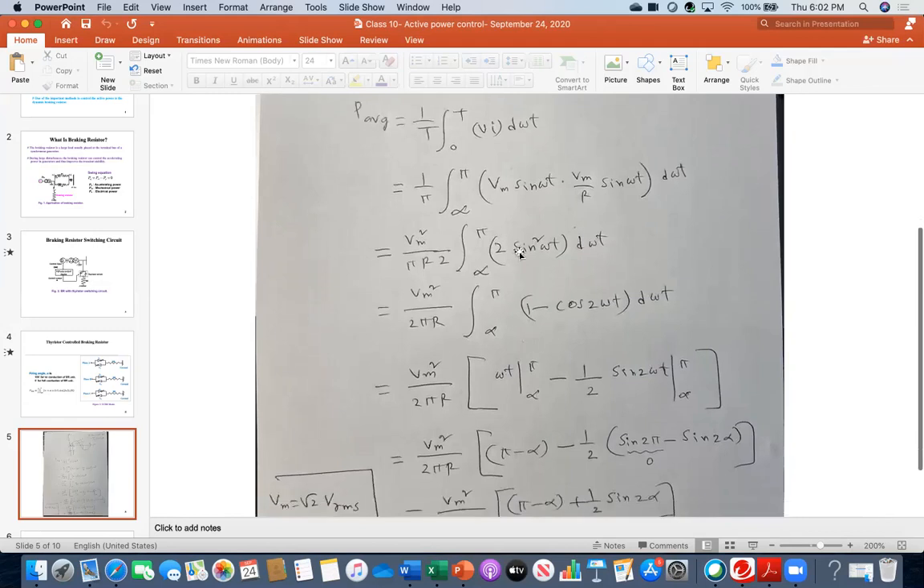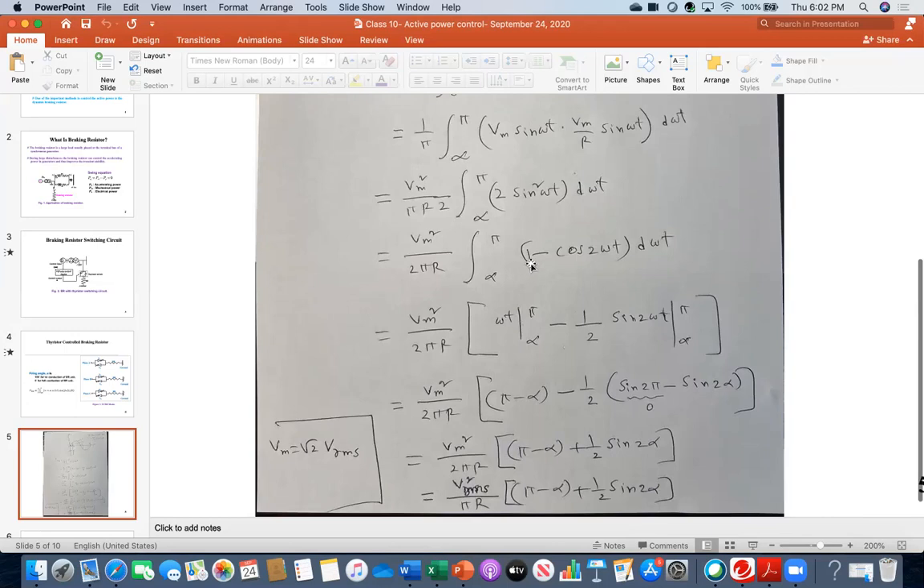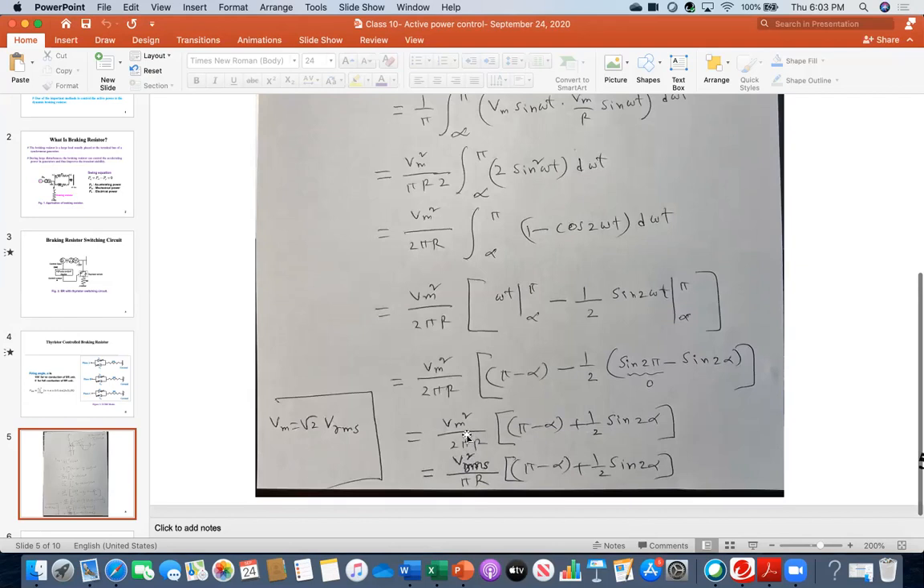What is the goal? Because 2 sine square omega t is 1 minus cosine 2 omega t, a trigonometric identity. And then I am just integrating. Because it was 1, after integration I got omega t, and I put those definite integral limits alpha to pi. Then minus cosine 2 omega t gives sine 2 omega t, and then the 2 comes here. Again, I am putting the limits there. So ultimately, I got this: Vm square over 2 pi R, times pi minus alpha plus half sine 2 alpha.